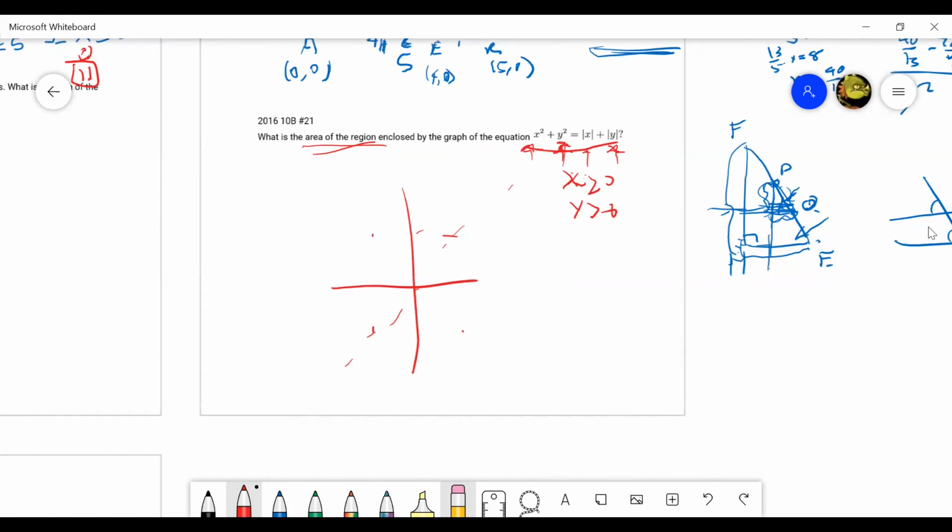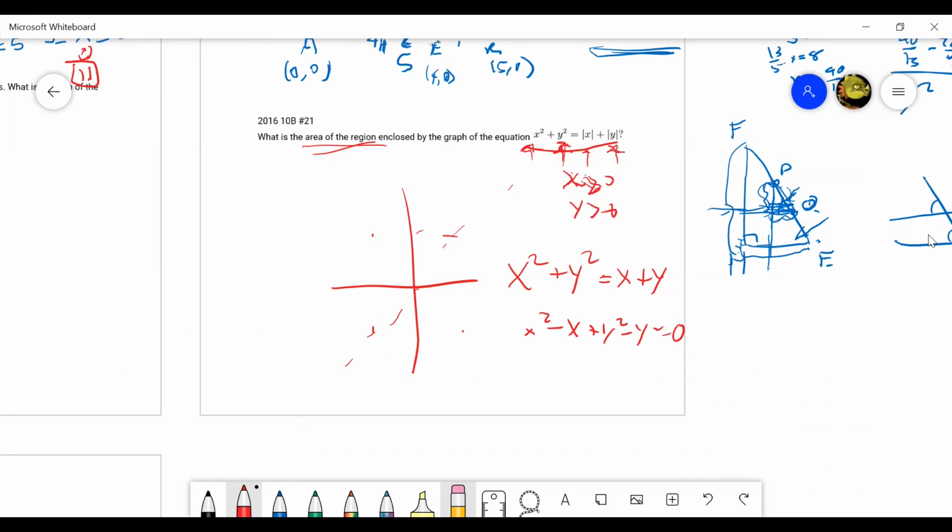So if we assume that this is going to be in the first quadrant, with x is greater than or equal to 0, y is greater than or equal to 0, we can take away the absolute values. And since x and y are greater than 0 in this case, their absolute values are just x and y. Then from here, move everything to one side.